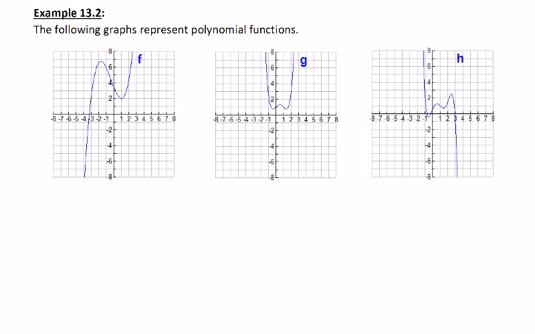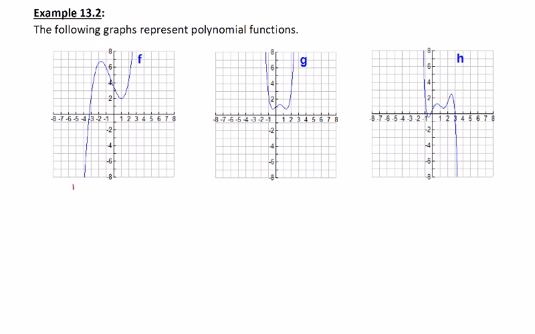Example 13.2 is going to also show us some examples of polynomial functions, just like example 13.1 did, but now we're going to take a graphical perspective. Example 13.1 was the equation perspective on a polynomial. Here's the graphical. All three of these, f, g, and h, each represent a particular degree polynomial.